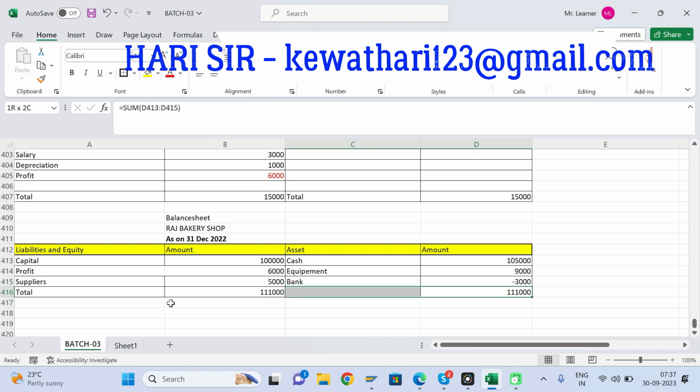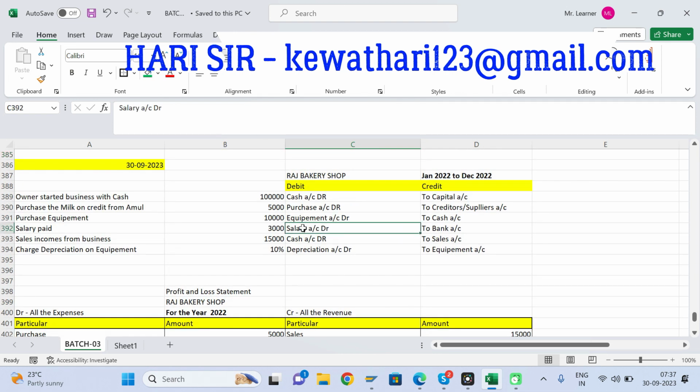See, both are matching here. Okay, so here both match. Yeah, why is the bank showing minus 3,000? Sorry. Okay, no problem. So here you have made the entry. See here.